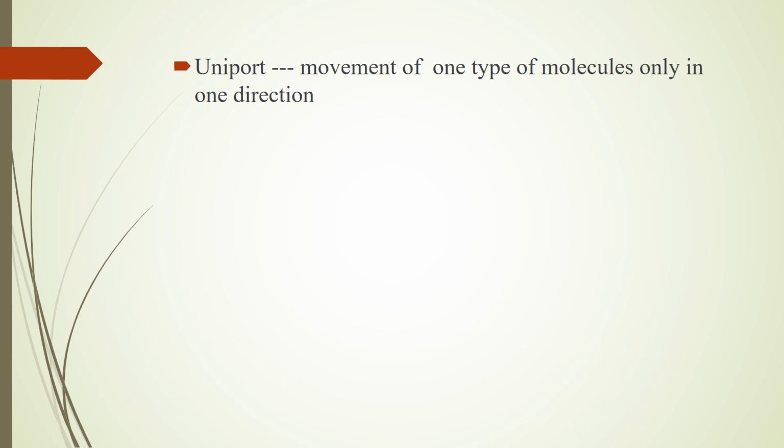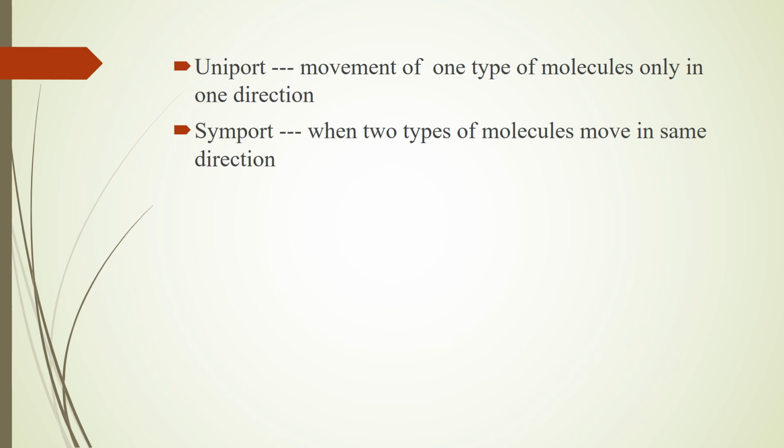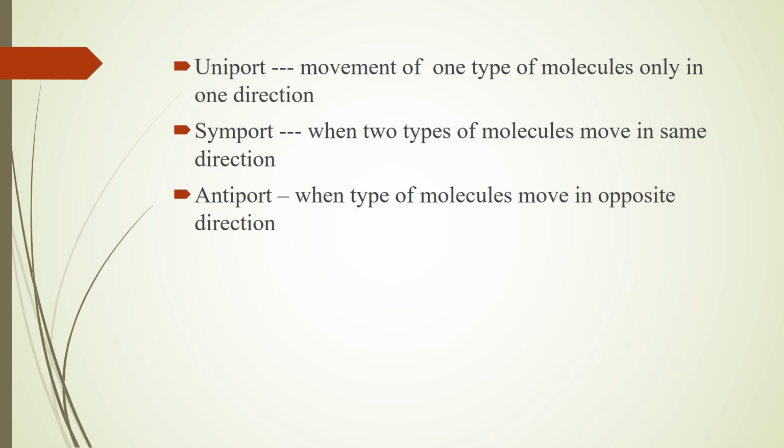What is uniport? That is movement of one type of molecules only in one direction. Symport: when there are two types of molecules and they are moving in the same direction, it is known as symport. Antiport: when the molecules move in opposite directions, it is known as antiport. So uniport is movement of only one type of molecule in only one direction. Symport is movement of two types of molecules in the same direction. Antiport is movement of molecules in opposite directions.